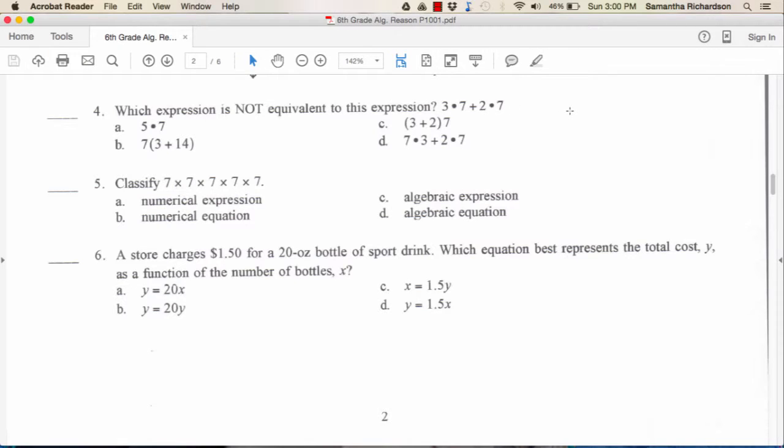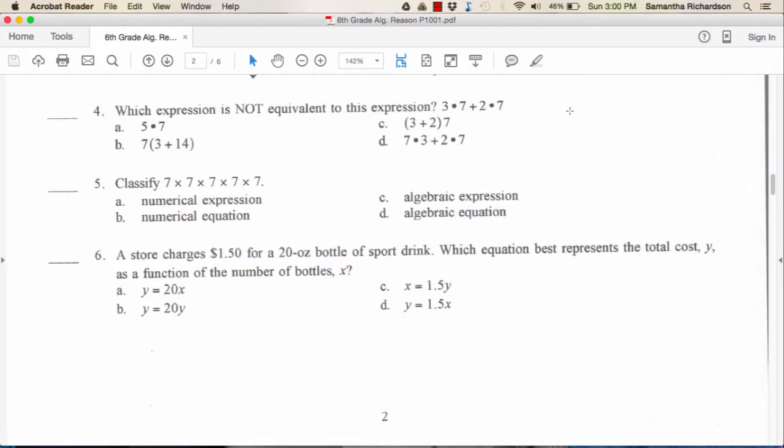Question 4. Which expression is not equivalent to this expression? 3 times 7 plus 2 times 7. A, 5 times 7. B, 7 parenthesis 3 plus 14 parenthesis. C, 3 parenthesis 3 plus 2 parenthesis 7. D, 7 times 3 plus 2 times 7.